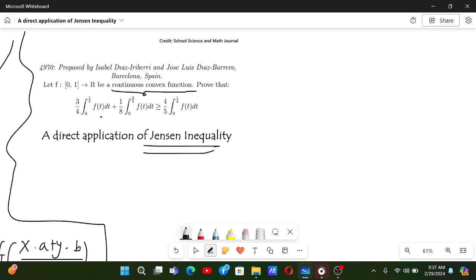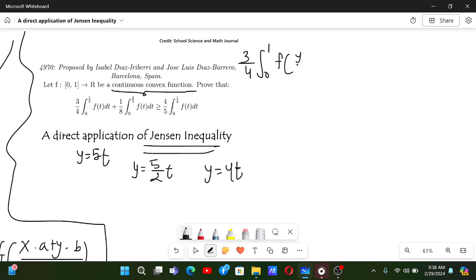So in this problem, first of all, we will try to make all the integrals go from 0 to 1, and then we can deal with just the functions only. Okay, first of all, let's do that. So now for this one, let's say y equals 5t, this will go from 0 to 1. Now the 3 by 4 integral goes from 0 to 1, and now our t is y by 5, f of y by 5, and now dt will be dy by 5.